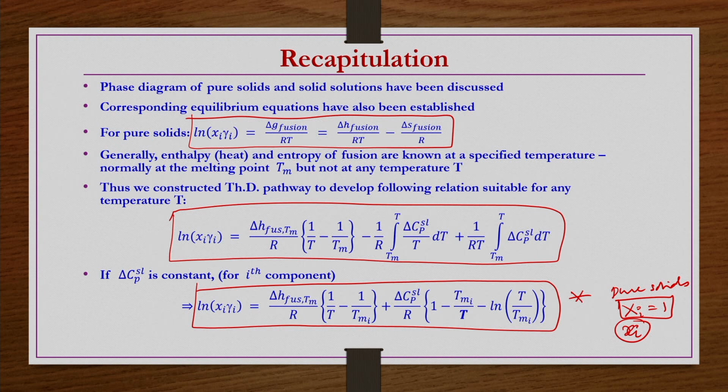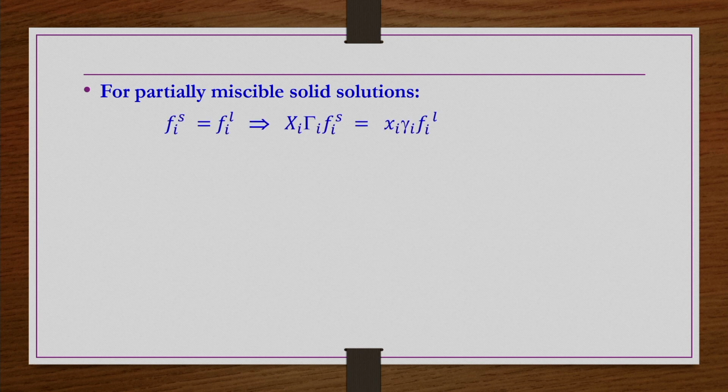But in general there may be partially miscible solid solutions also, and then capital Xi cannot be equal to 1. For such conditions also we have developed these relations. For partially miscible solid solutions we have FIS equals FIL, so capital Xi capital gamma I FIS is equal to xi gamma I FIL. Capital Xi is the mole fraction of component I in the solid phase, and capital gamma I indicates the non-ideality in the solid phase. FIS is the fugacity of component I in the solid phase at certain reference conditions, whereas small xi is the mole fraction of component I in the liquid phase. Gamma I is the activity coefficient of that component in the liquid phase, which indicates the non-ideality of the system, and FIL is the fugacity of component I in the liquid phase at certain reference conditions.